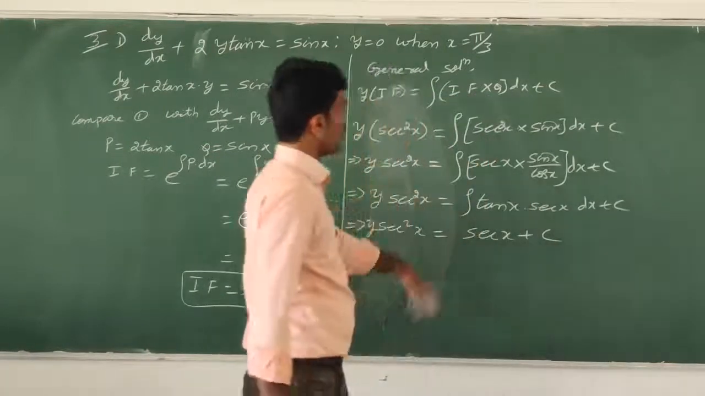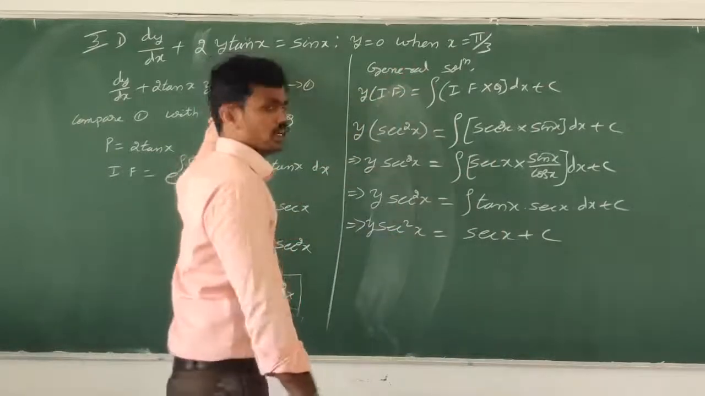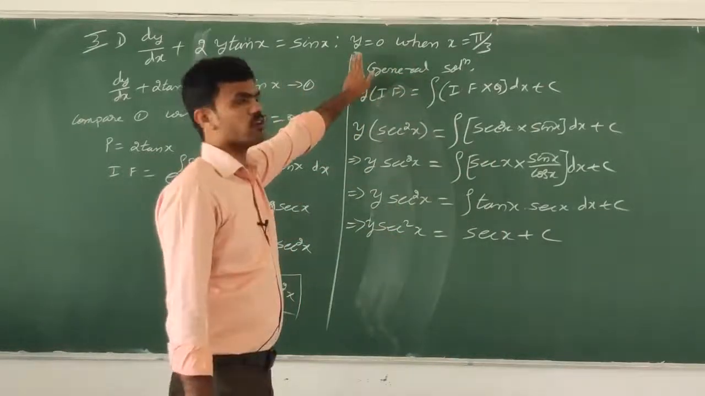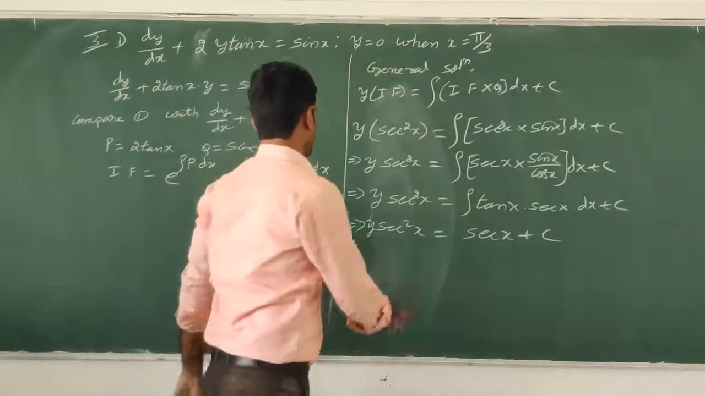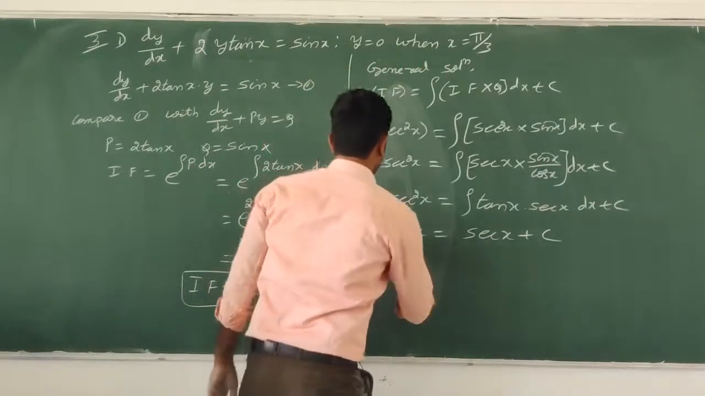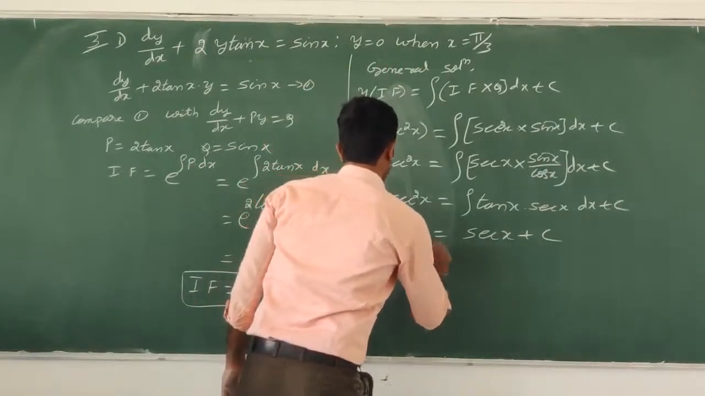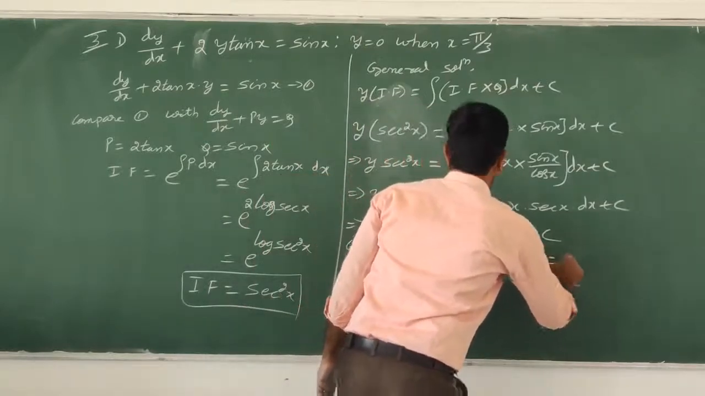Now this is the required general solution for this differential equation, but here we have to find the particular solution. For that we have to use the initial condition. So what is the given initial condition? Given that y is equal to 0 when x is equal to how much?